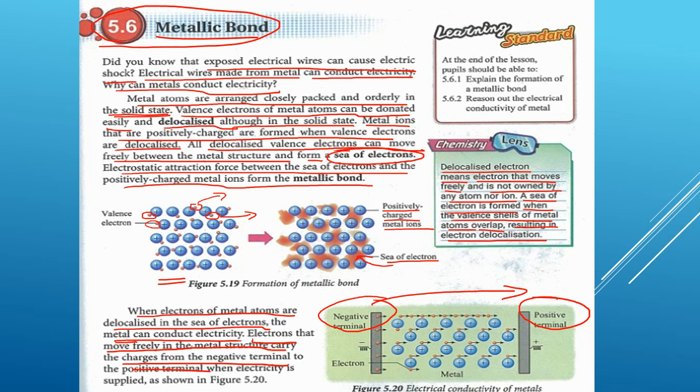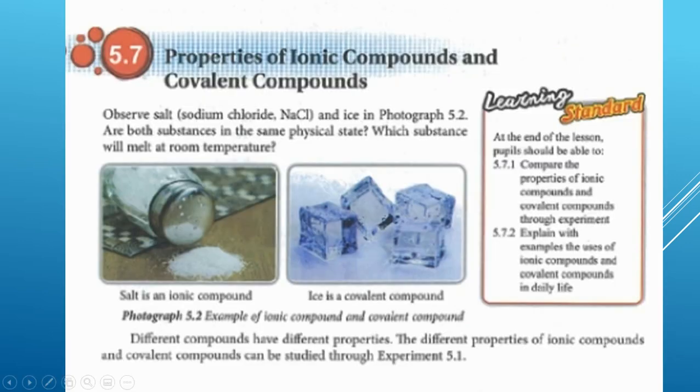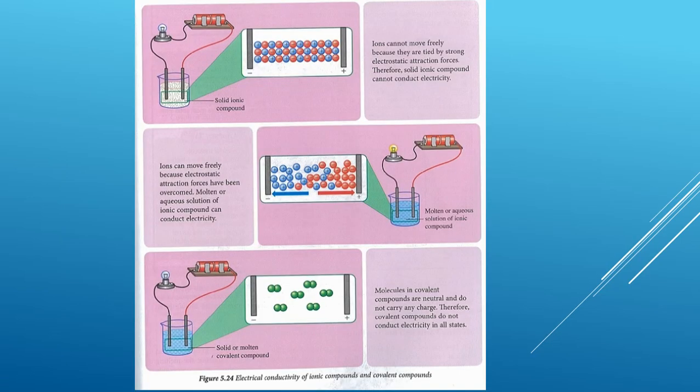Okay, we're going to the last subtopic in chapter 5, properties of ionic compounds and covalent compounds. Different compounds have different properties. So this one is the properties of ionic compound and covalent compound in terms of electrical conductivity.